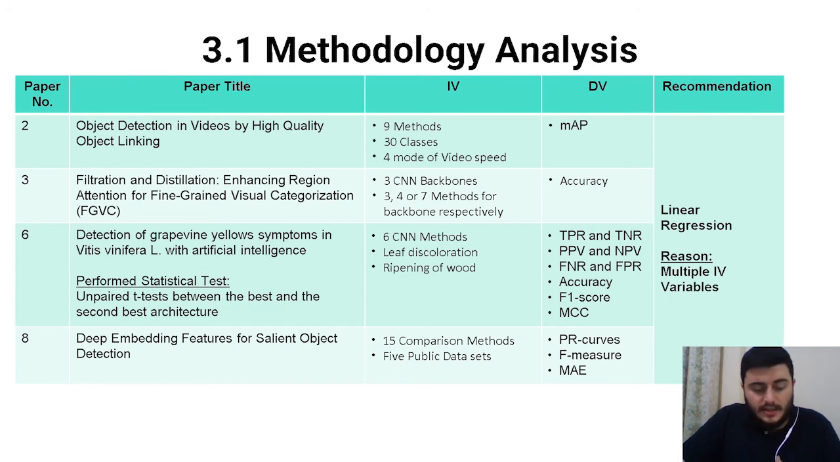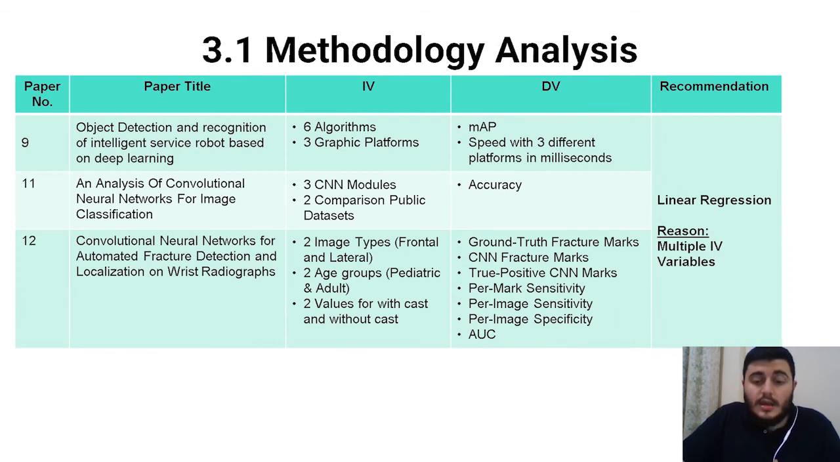Moving to the next slide, for the remaining 3 papers out of 7, similarly, for the reason discussed in the previous slide, we can see that the independent variables are either 2 or more, with multiple possible values for each variable.